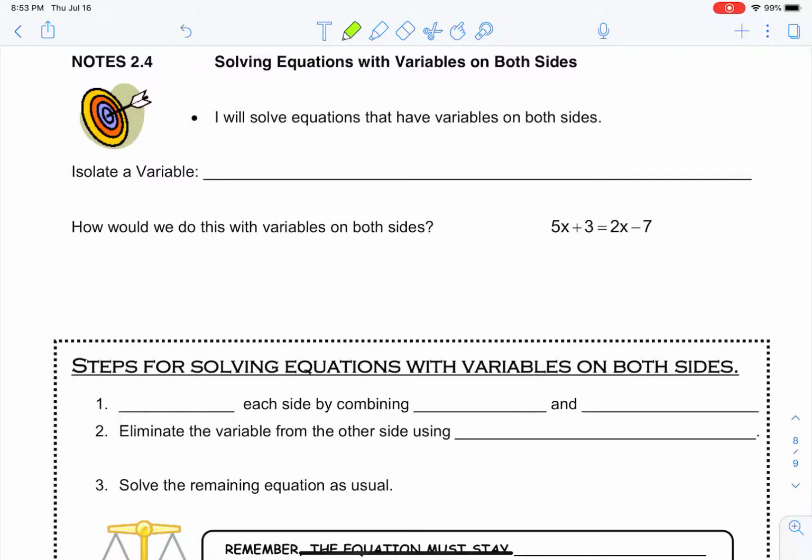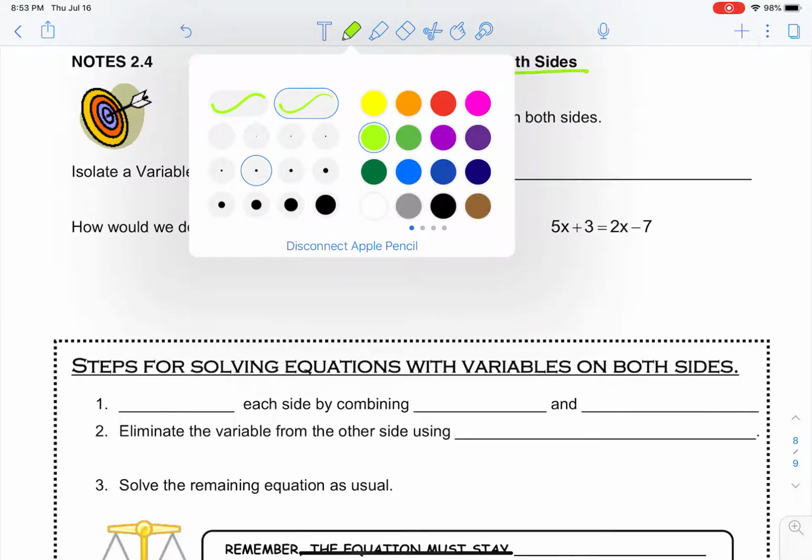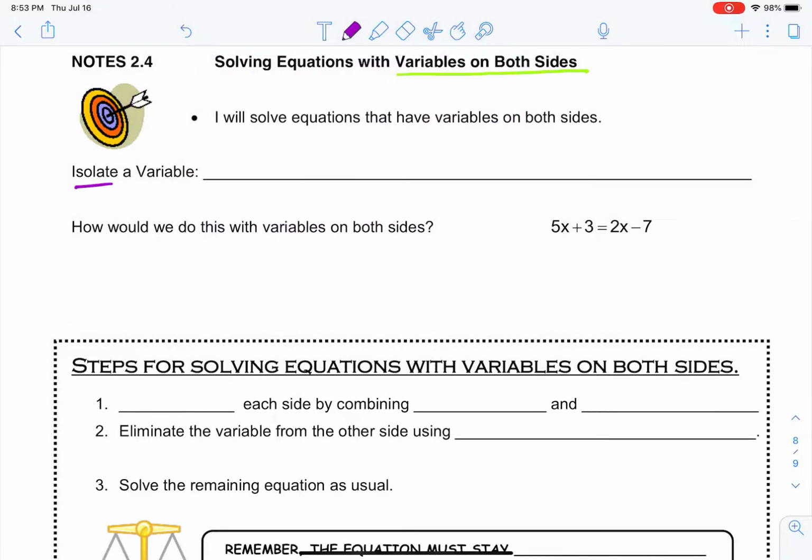Today we're going to be solving equations that have variables on both sides. So when we've talked about isolating a variable, that means to get the variable by itself on one side. Now how do we do that if I have variables on both sides of the equation? I'm going to show you.